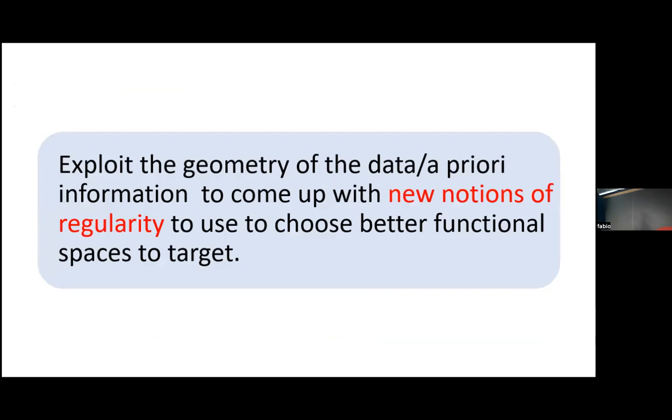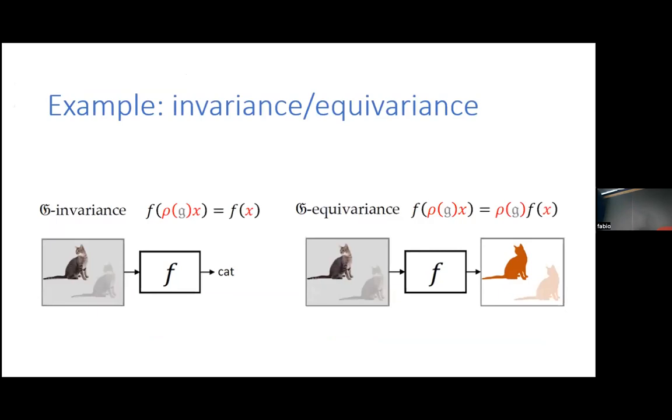Okay? So the main message of this talk is to exploit the geometry of the data and a priori information to come up with new notions of regularity that you use to choose better functional spaces to target through your neural network. Let me give you a specific example, which maybe resonates more with physics.